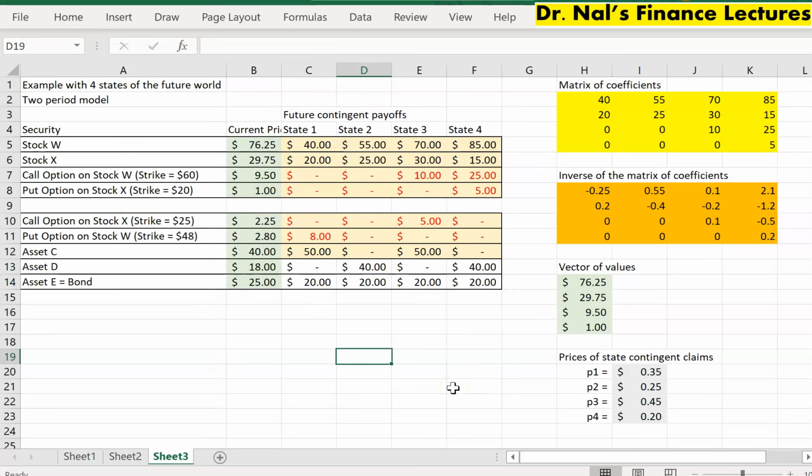All right, so I think this was a good example. In my next example, we will have a 3-period model with 2 states only at each period.